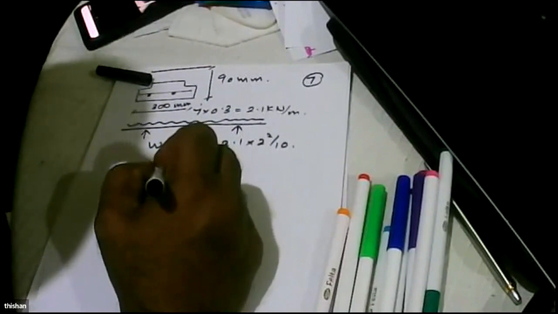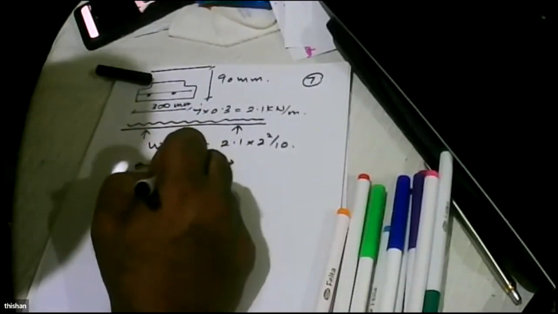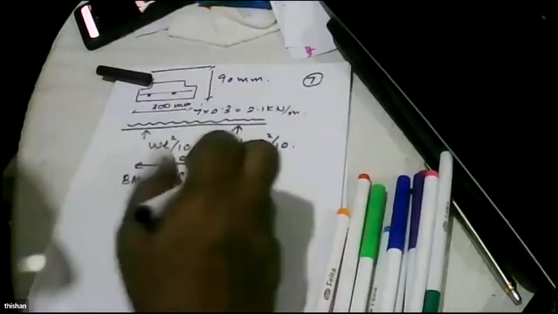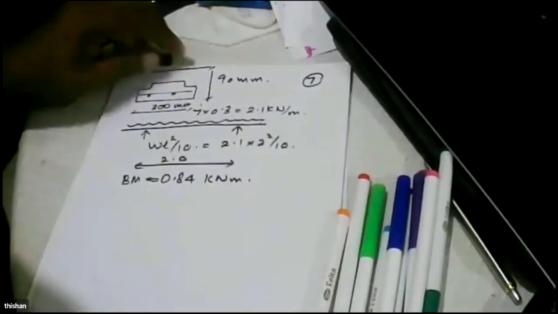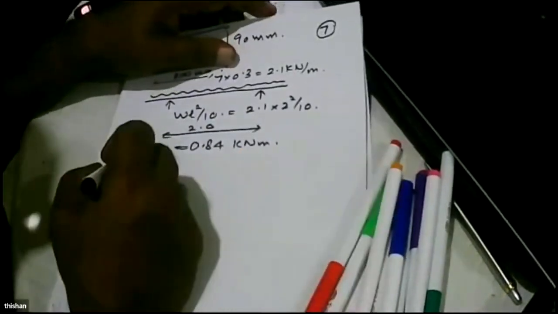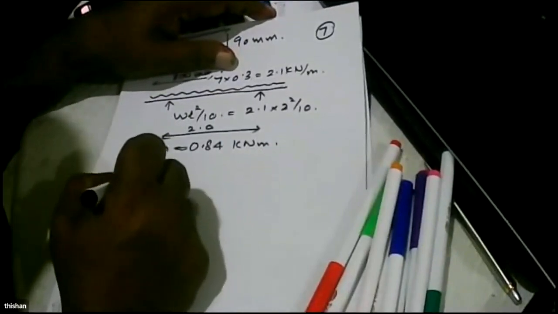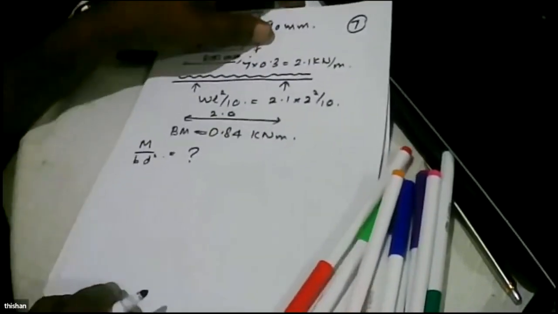Two point one, yeah, 0.4, yes, 0.84. 0.84, yes, 0.84. Bending moment is kilonewton meters. Then how much reinforcement? I'm going to use the shortcut method, M over b d squared. Now we have an important question.